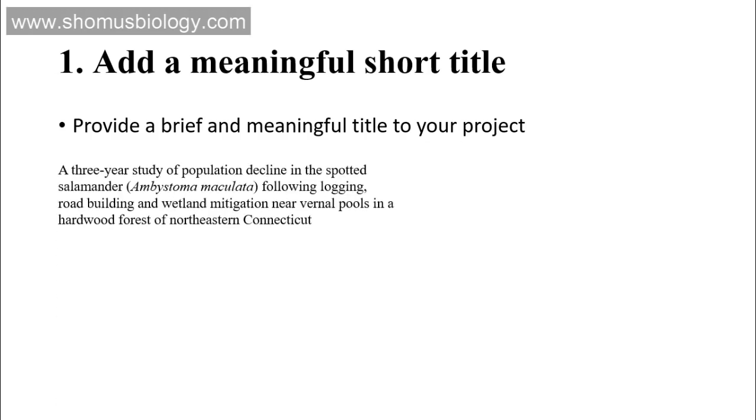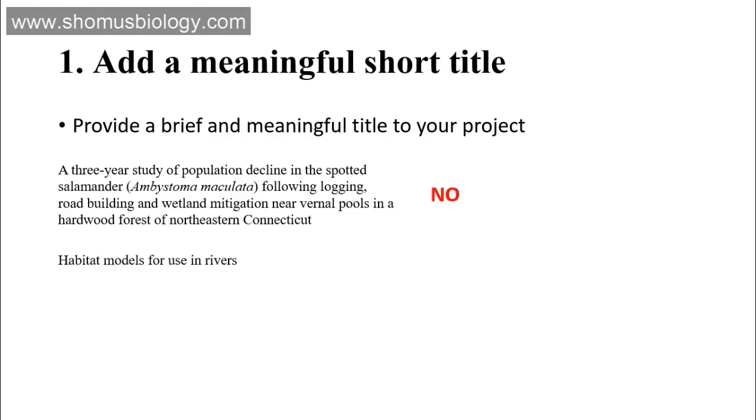For example, a title like "A 3-year study of population decline in the spotted salamander following logging, road building and wetland near the vernal pool in a hardwood forest of northeastern Connecticut." So this is a huge title. It's not a title, it's a paragraph. You should not make a title into a paragraph. Your title should be to the point, short and meaningful. So this is an absolute no.